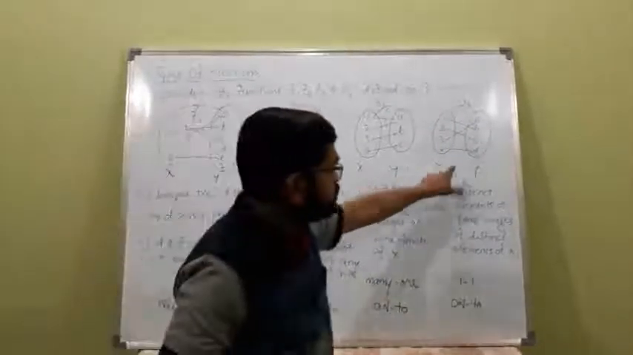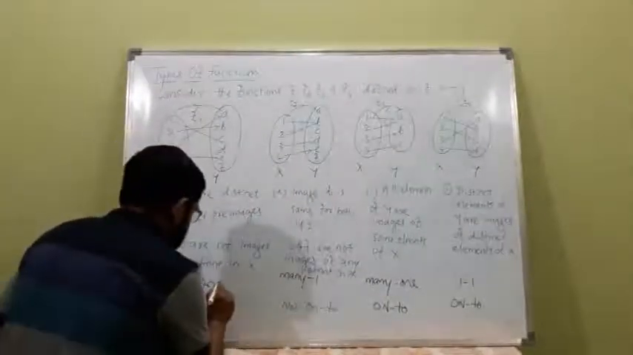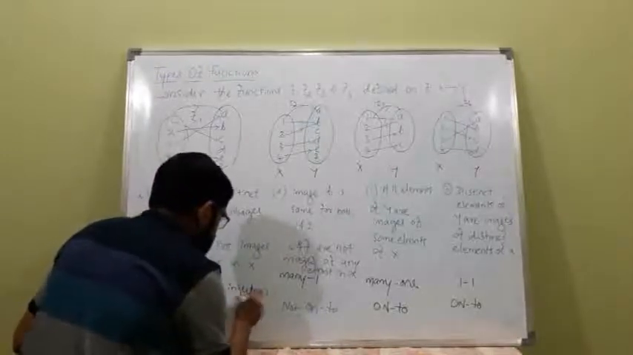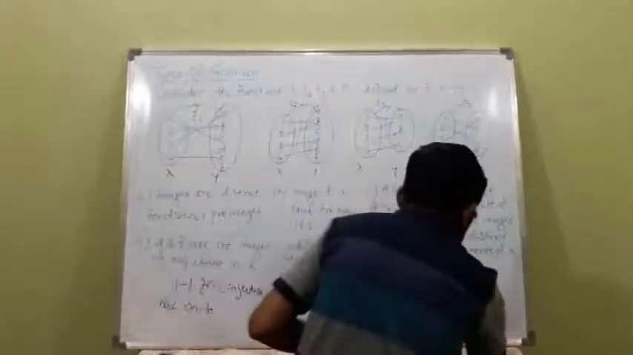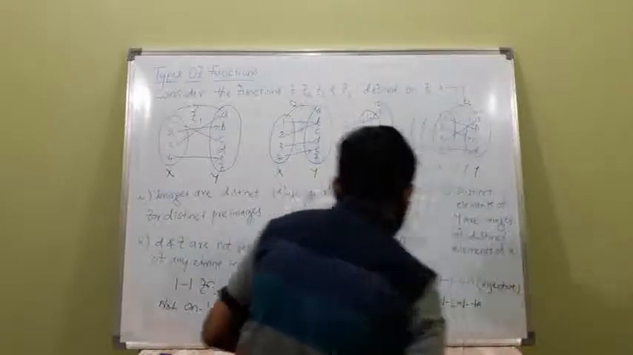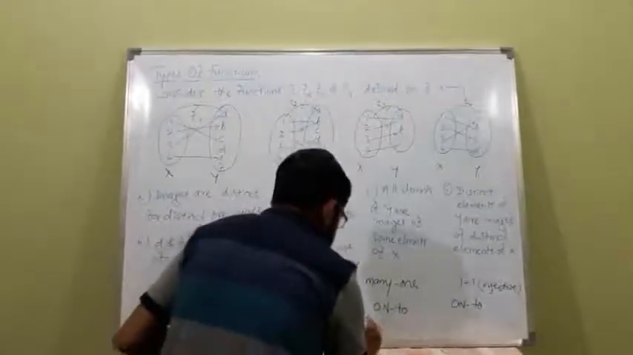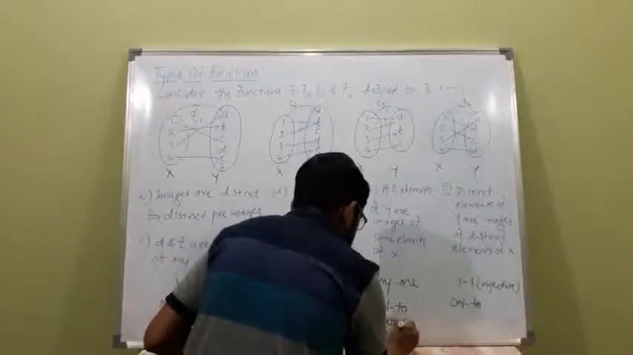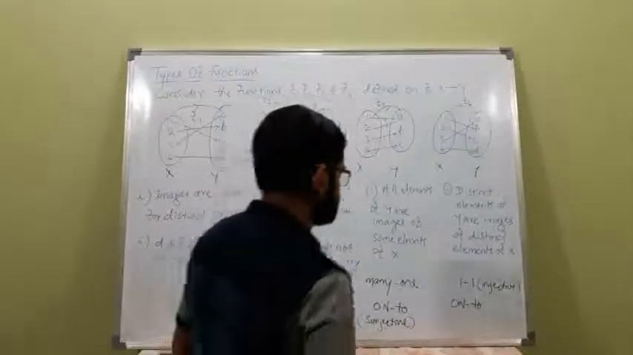This is called a bijective function. This one-to-one function is also called injective. Injective, okay. An onto function is also called surjective.